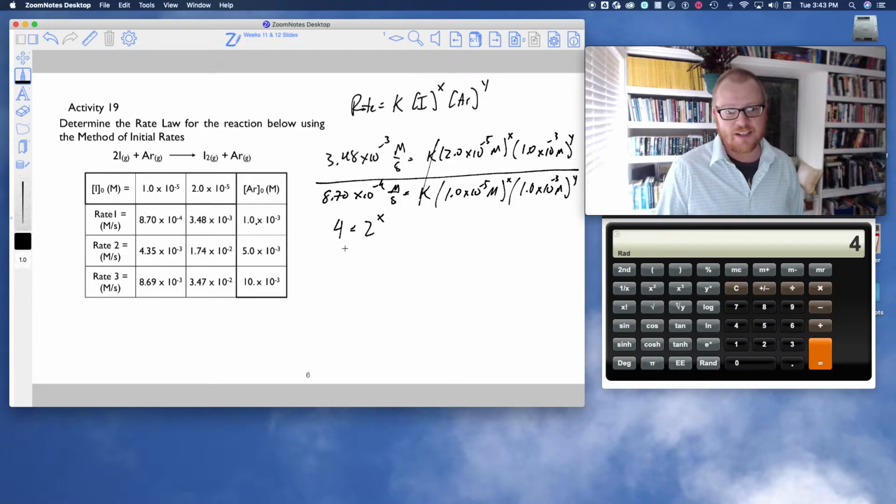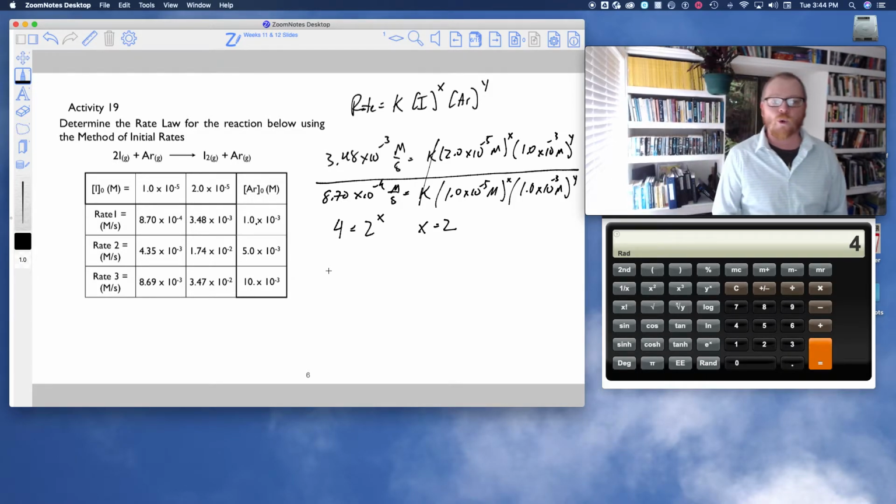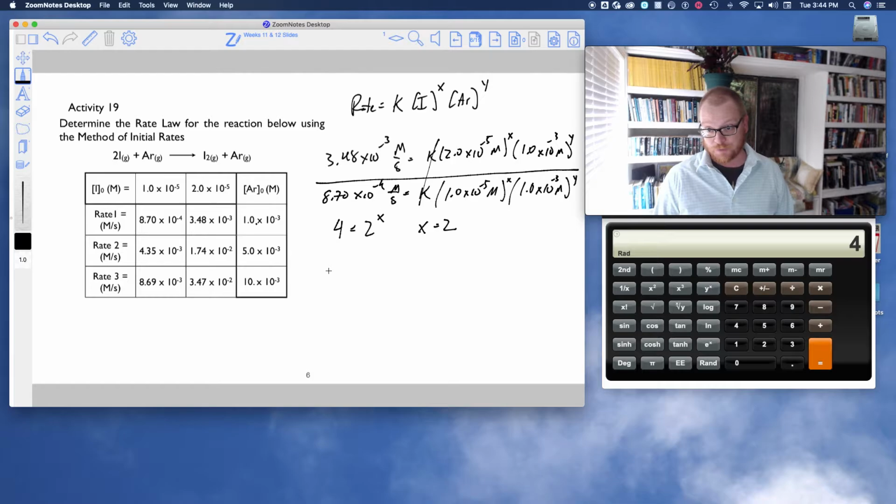So as you can see, this is a perfect experiment. So x equals exactly 2. In a real experiment, your rates might not come out to a really nice rounded number, but reaction orders are whole number integers. Reaction orders are whole number integers. So that means we know that the order of iodine is 2. And we're going to talk about what that means in a moment.